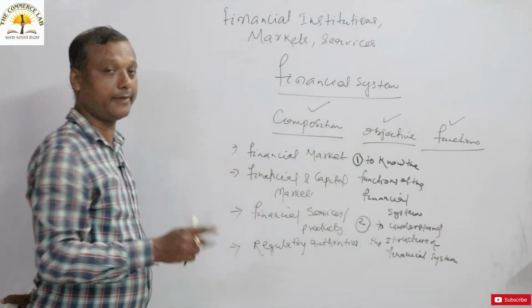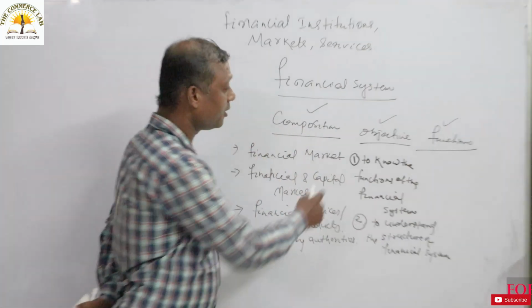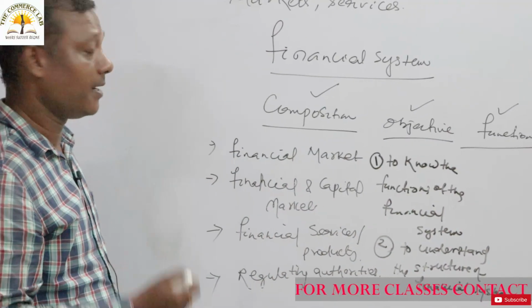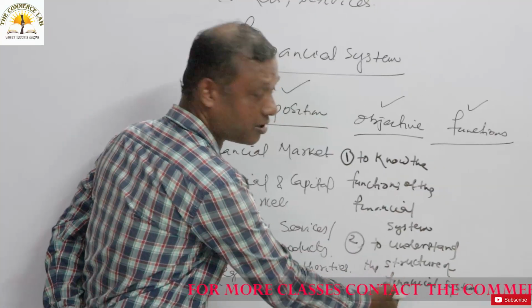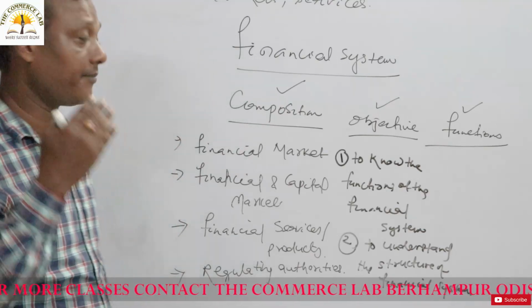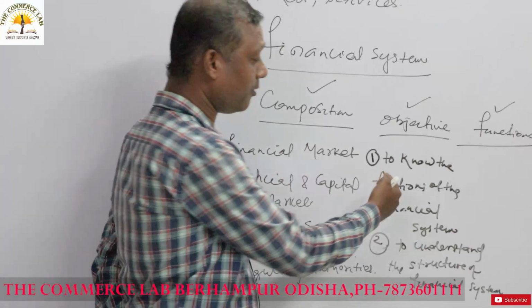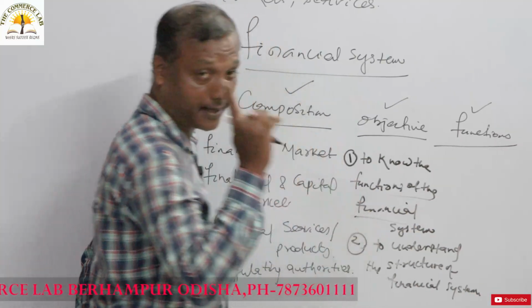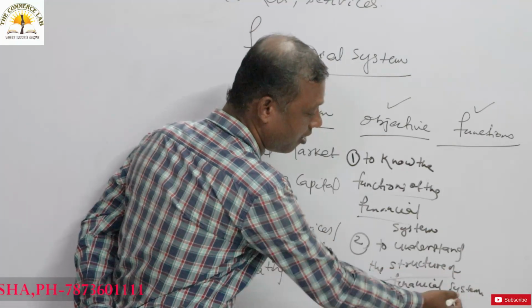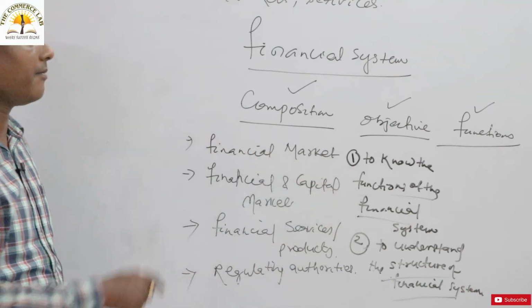So I have told you that there will be mainly two objectives of the financial system. Remember one thing, two objectives: first, to know the functions of the financial system, and second, to understand the structure of the financial system. So you can say the objectives are twofold. The objectives of the financial system in India are basically twofold. The first objective is the functions of the financial system, and the second objective is the structure of the financial system in India. So these are the two objectives of the financial system in India.